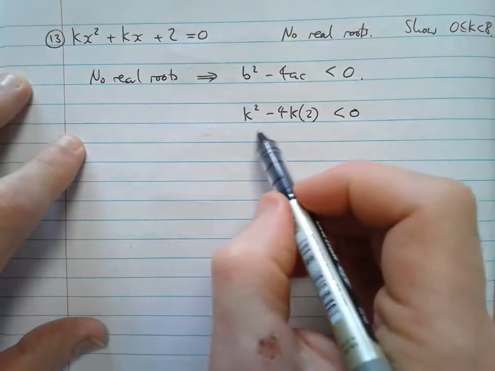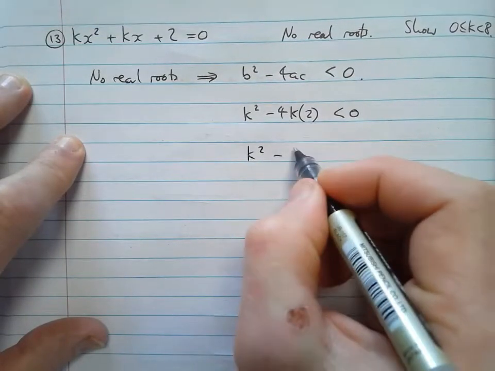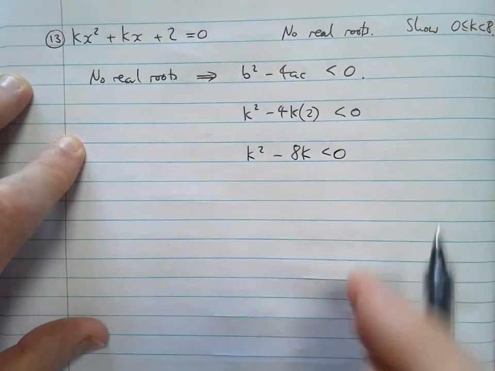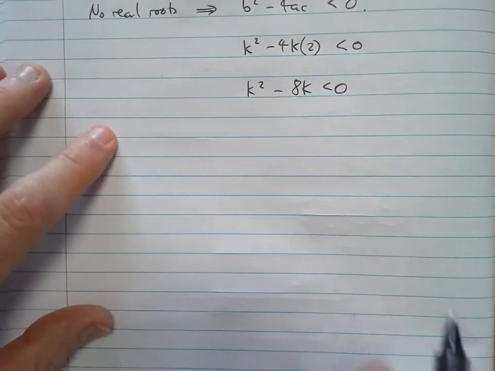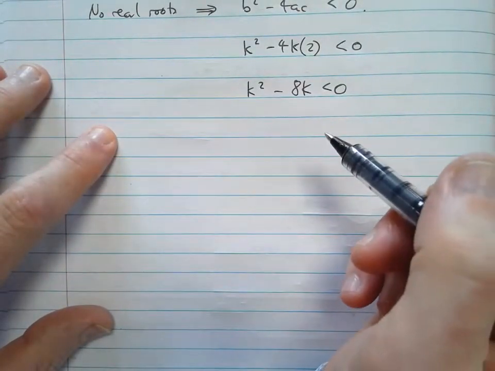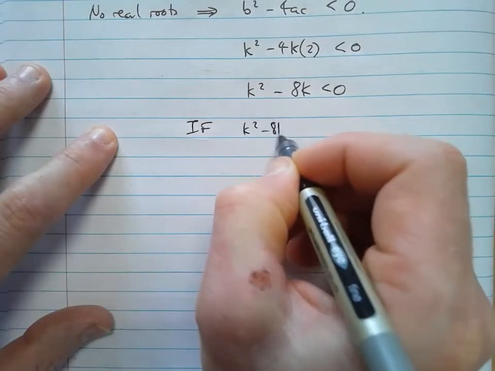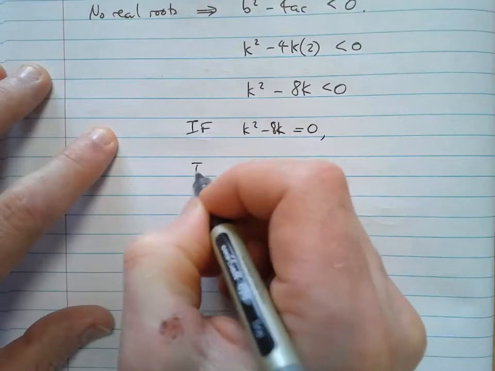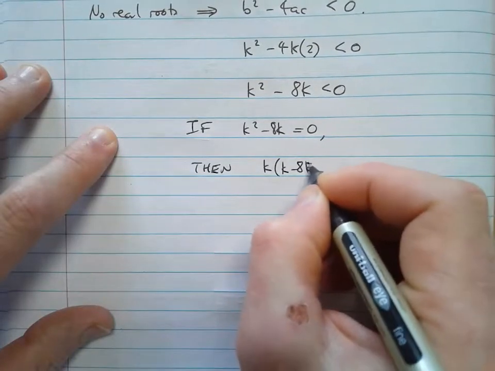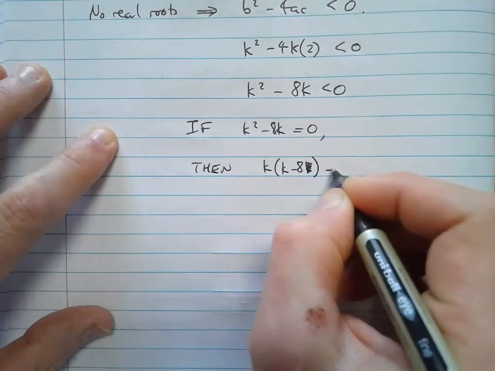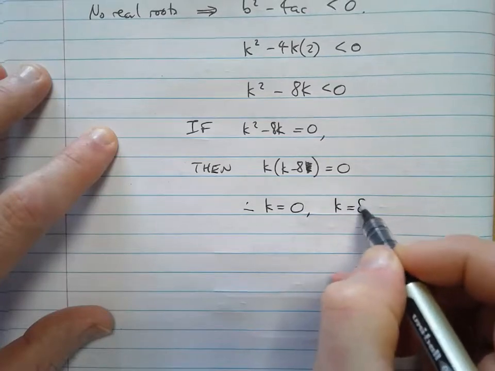Okay, so we have k squared minus 4 times k times 2 is less than 0. Tidy that up a little bit. 4 times 2 is 8. And we have that quadratic inequality. So this effectively comes down to a quadratic inequality question. Now if k squared minus 8k equals 0, then we would have k bracket k minus 8 equals 0, and therefore k would equal 0 and k would equal 8.